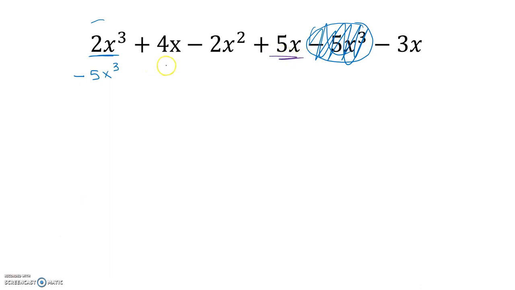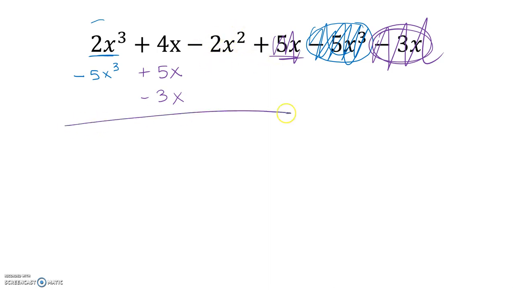I have a 5x, so I'll write that underneath my 4x. I also have a negative 3x, so I'll also write that underneath my 4x. And I'll scratch those out so I don't mess with those again. And then this negative 2x squared doesn't really have anything to combine with, so I don't have to do anything with that.